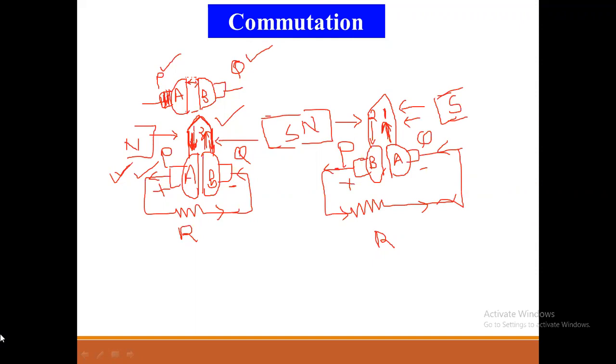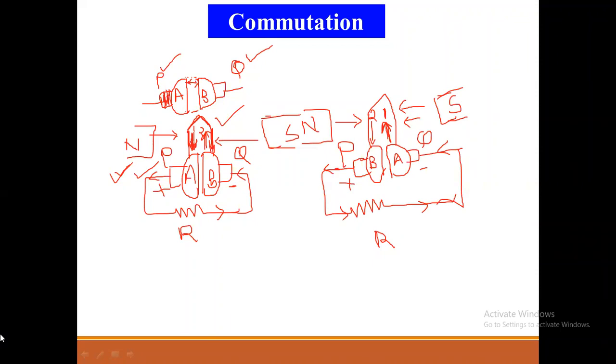Yes, sir. Okay. So see what this means. When the conductor or the coil passes from one pole to another pole, at that situation the direction of current flowing from that coil reverses. Getting it? What happens to the direction of current flowing in that coil? It reverses, right?